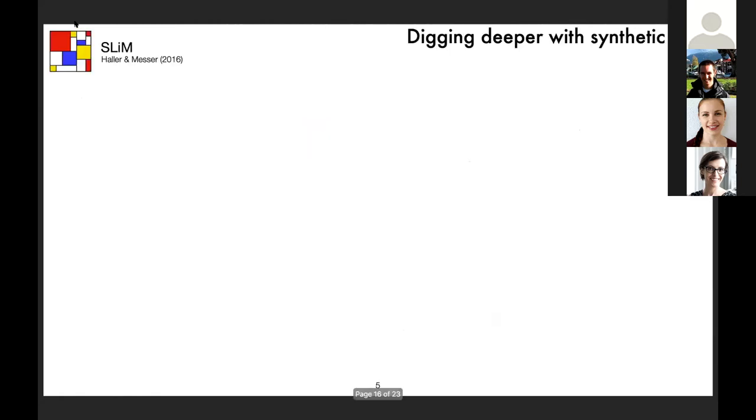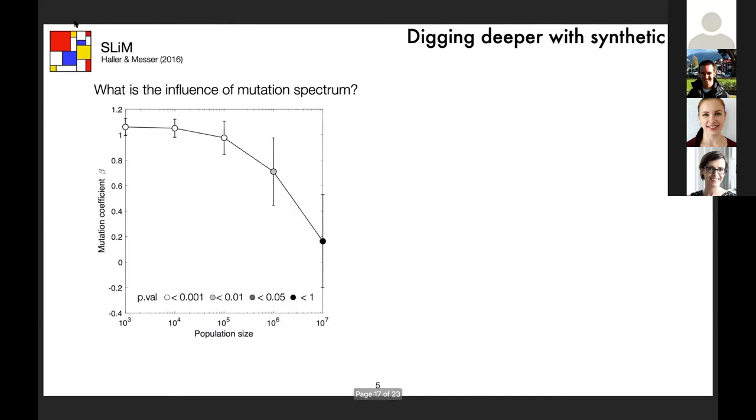So in order to make more sense of these results, we decided to generate synthetic data using SLiM, that is a very efficient evolutionary simulation framework. I do not have the time to go into the details about all the simulations, but basically we are able to construct synthetic data sets under different population genetic conditions. So here are the results of the regressions for these synthetic data sets for different population sizes.